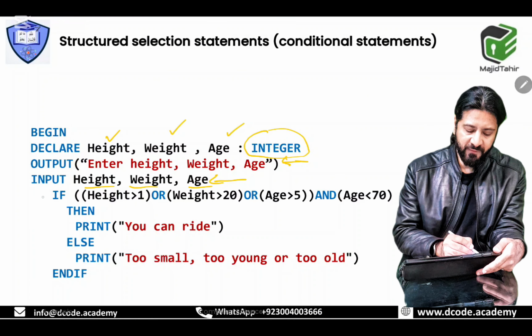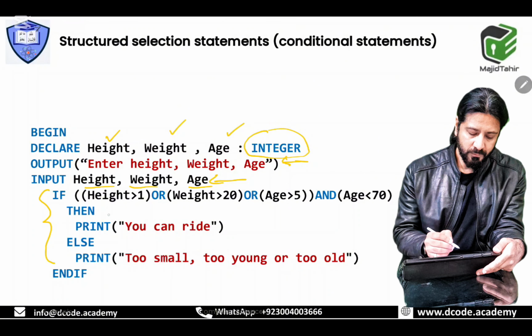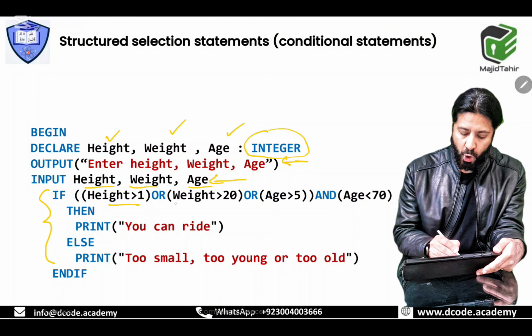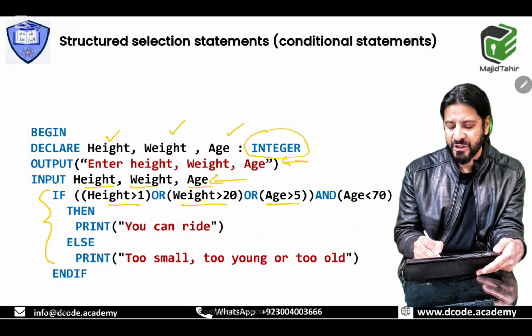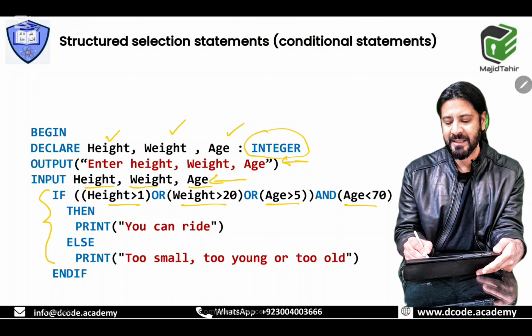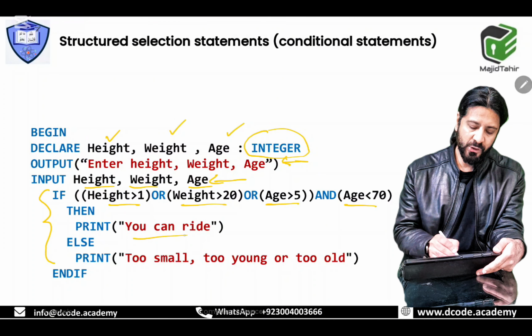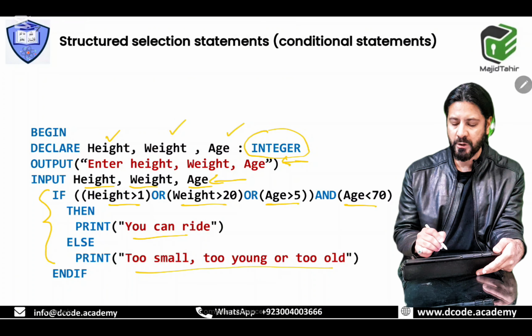Now there is this if condition. If height is greater than 1 or weight is greater than 20 or age is greater than 5 and age is less than 70, then print "You can write", else print "You're too small, too young, too old to write".